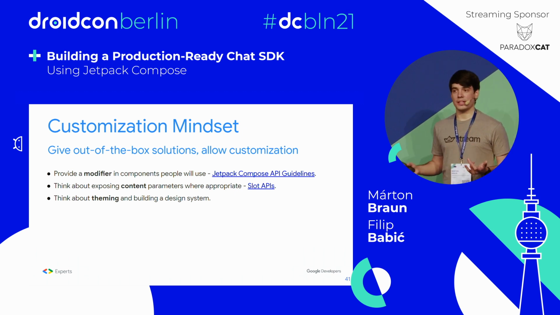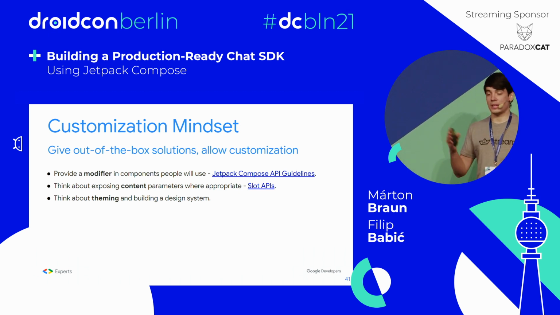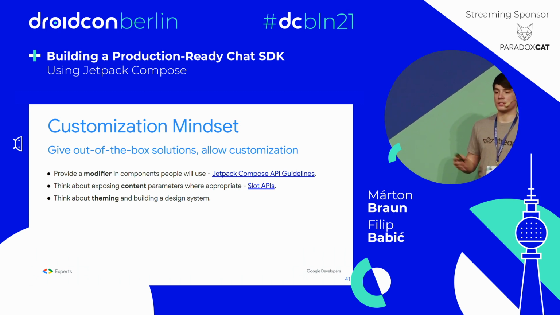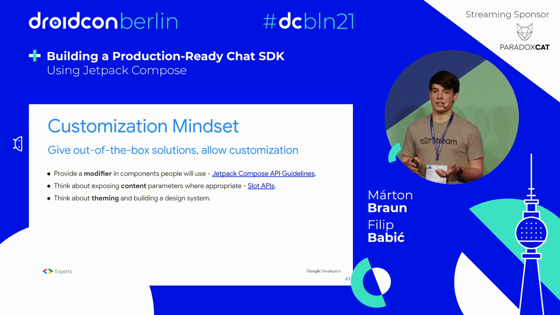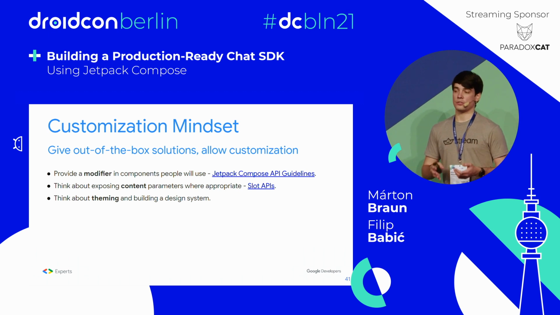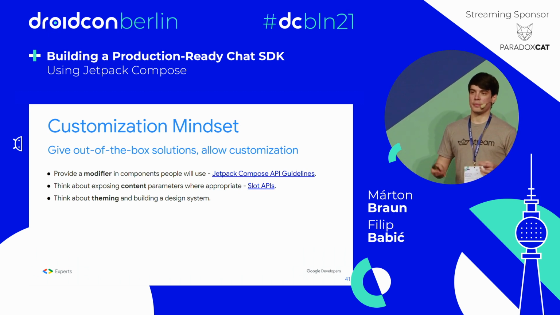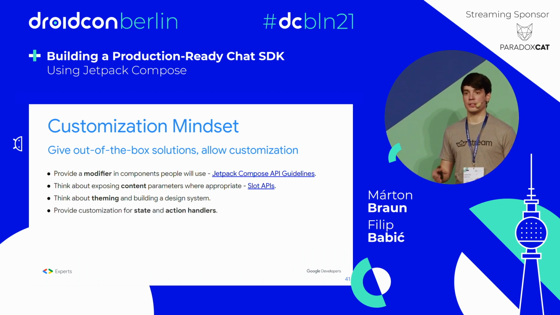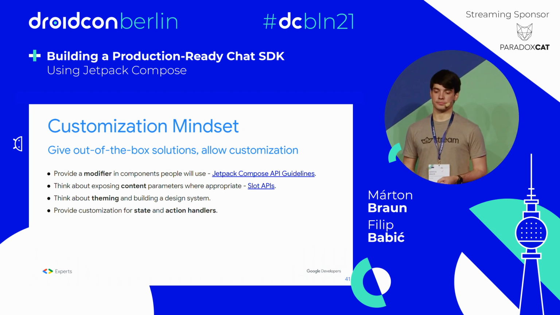Then think about theming. It's nice to use modifiers to individually customize each component that you provide from your library, but it's also important to be able to customize the components as a whole. For example, if you want to change colors in components, you don't want to have to do all of that through modifiers or individual parameters whenever you use these. It's much easier to do it through some global theming approach. You can either hook into Material Theme, which Compose includes by default, or you can build your own theming.